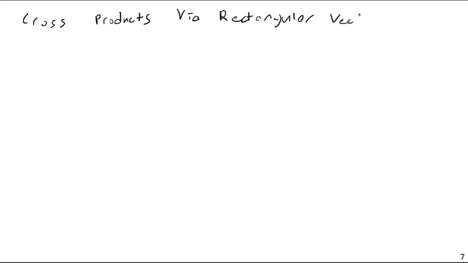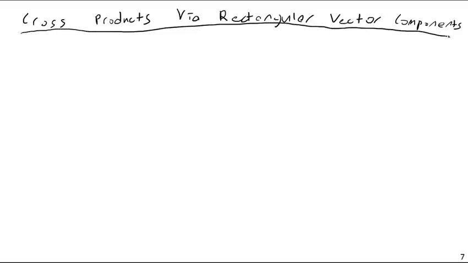Okay, so cross products via rectangular vector components. Cross products via rectangular vector components, or coordinates, close enough. So let's see, say we have, now I'm not going to do this in terms of units just yet.